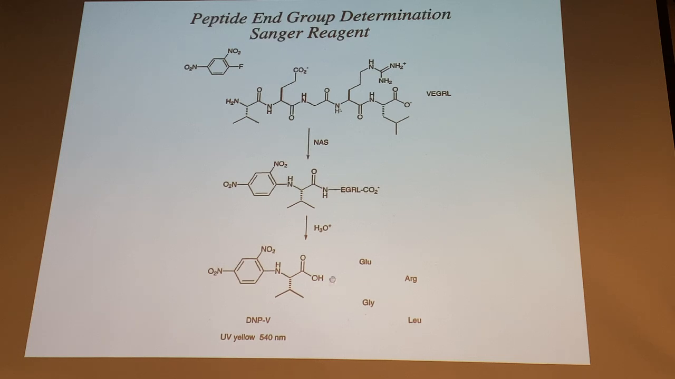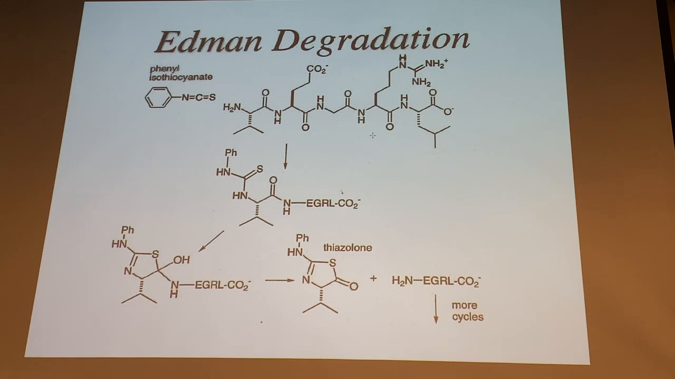But here, this valine would have this yellow dinitrophenyl group on it. That would stay intact. You don't break this aromatic nitrogen carbon bond with these conditions here. You just break the amide bonds, you see. And you get this DNP or dinitrophenyl valine derivative. That at least tells you valine was on the end, okay? All right, Edman degradation. This is the biggie.